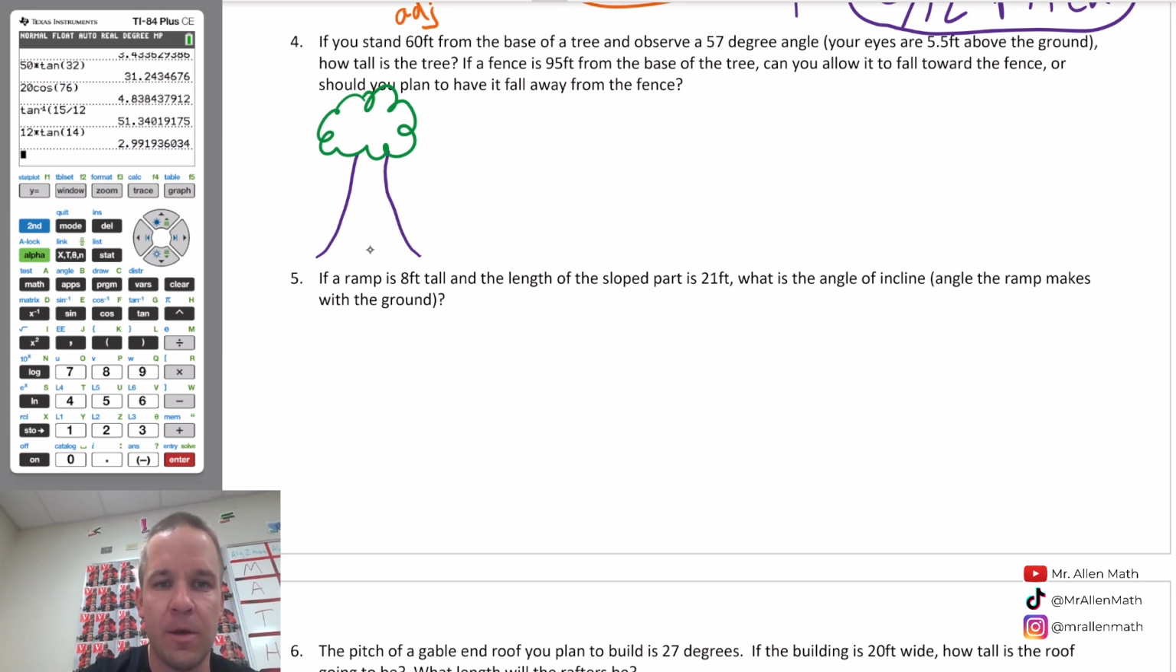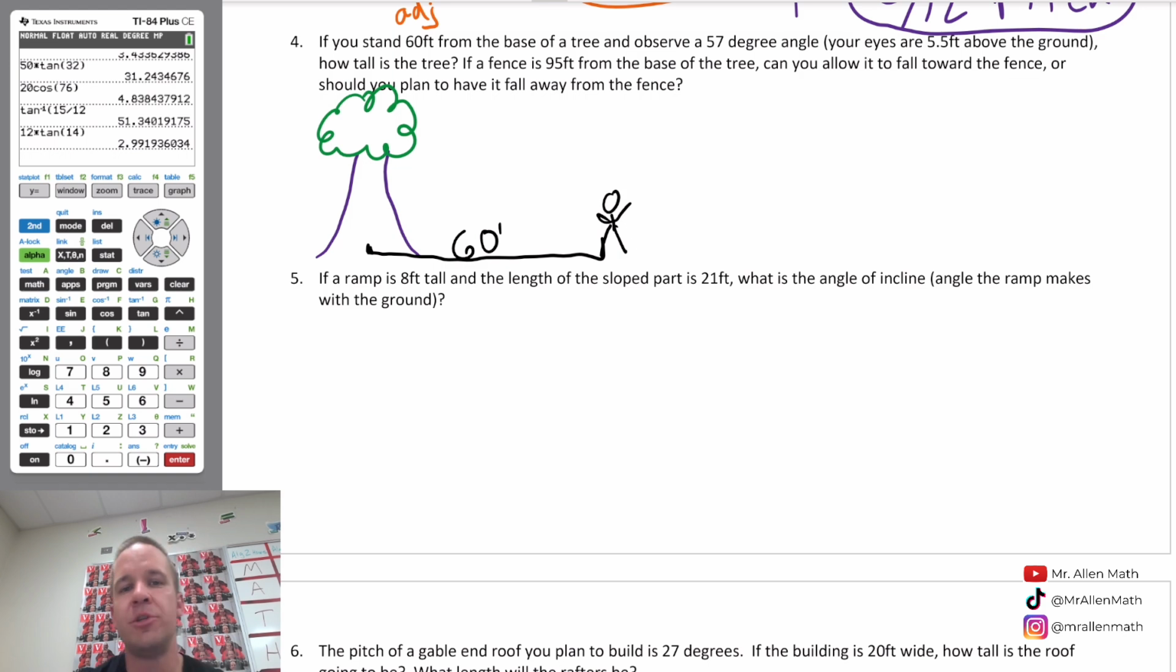Okay. So from the center of that tree to here, we'll say is 60 feet. Yeah, that's what it was. All right. And you're chilling there. Hi, what's up? Just chilling. Thinking about cutting down this tree, with a chainsaw. Woo, it's fun. And you observe a 57-degree angle to the top. Okay. So boom. And your eyes are 5.5 feet above the ground.